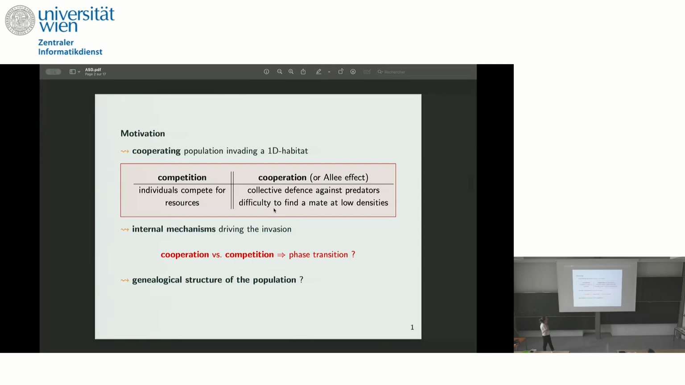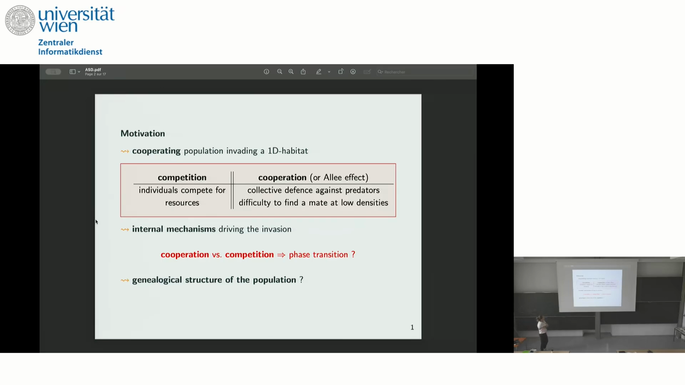So in this talk, I will be interested in population models that describe the invasion of a one-dimensional environment by a cooperating population. What I mean by a cooperating population is a population that undergoes two opposite forces: competition for resources, as any biological population, and cooperation, which means that individuals cannot thrive without the help of their congeners, and that can model many different mechanisms.